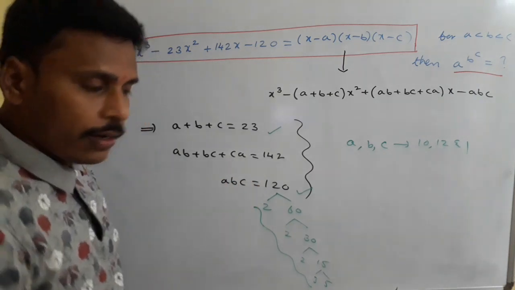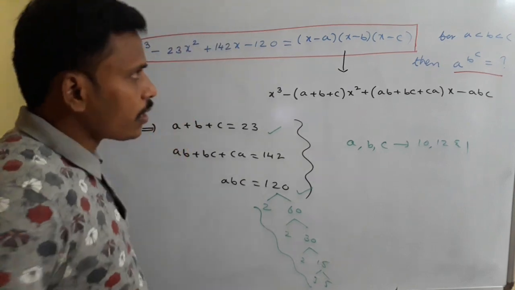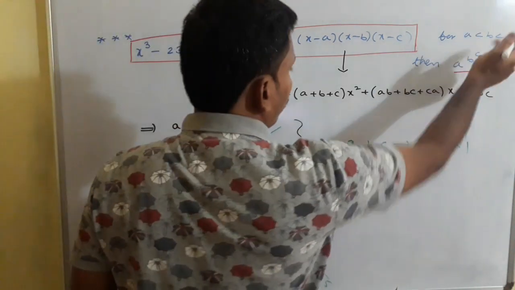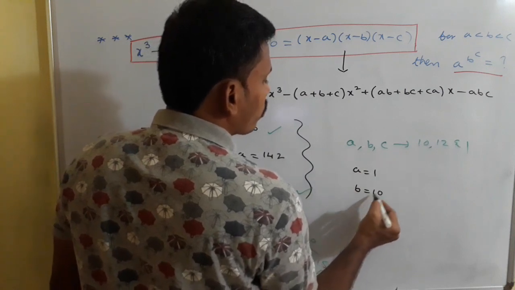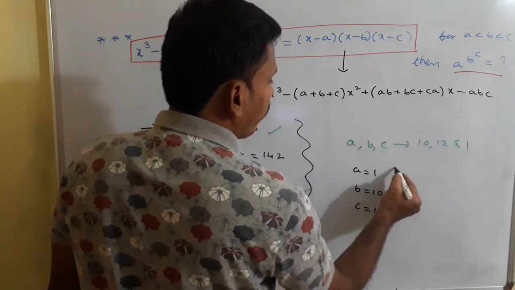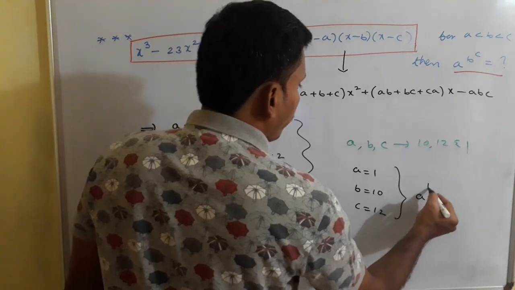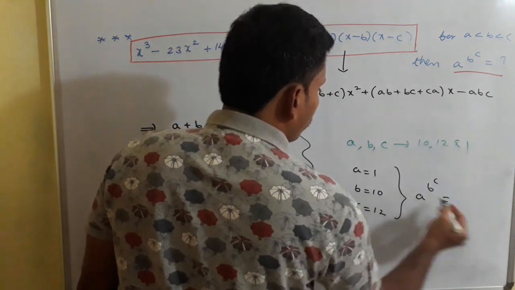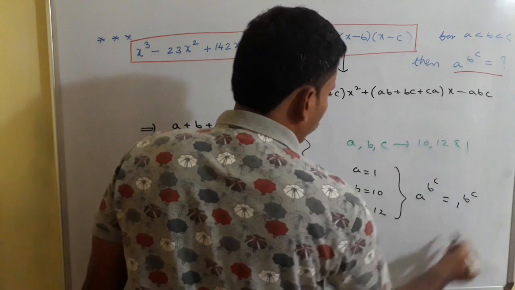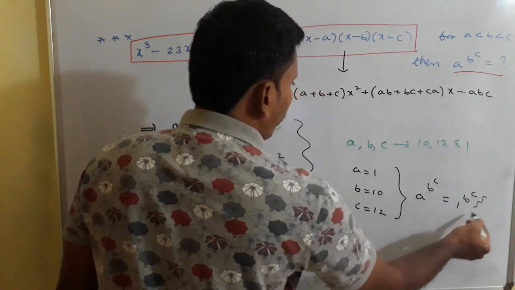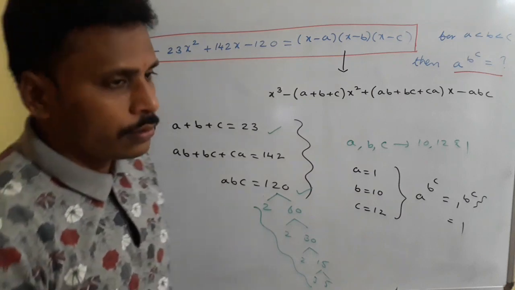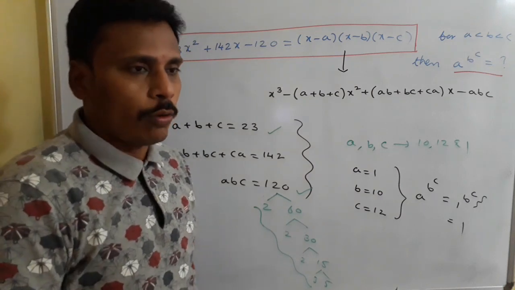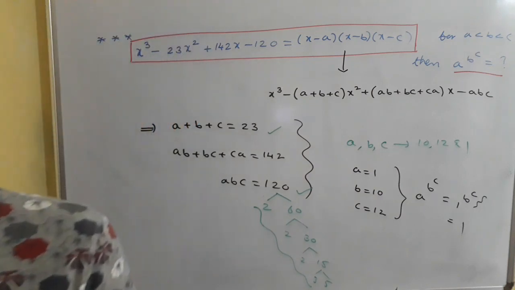But as they have given, we need to use a less than b less than c. So a is equal to 1, b is equal to 10, and c is equal to 12. Using these values, we need to calculate a power b power c. Since a is 1, 1 power b power c, irrespective of the values of b and c, your answer is 1 for this problem, and that's the solution for this problem. There ends. Just have a look.